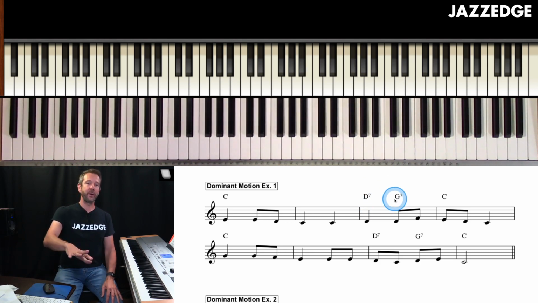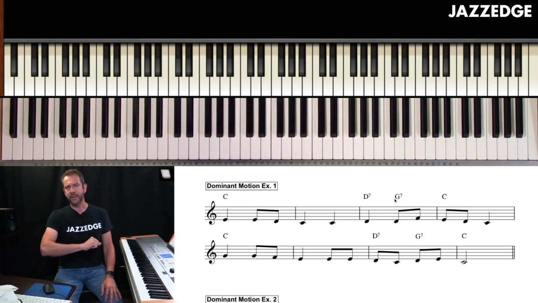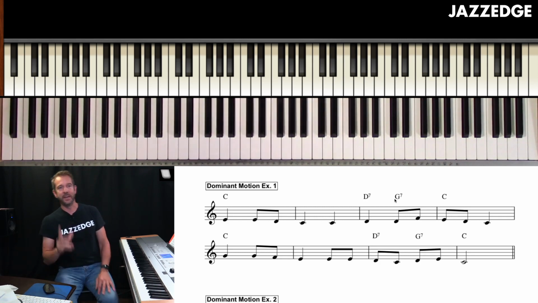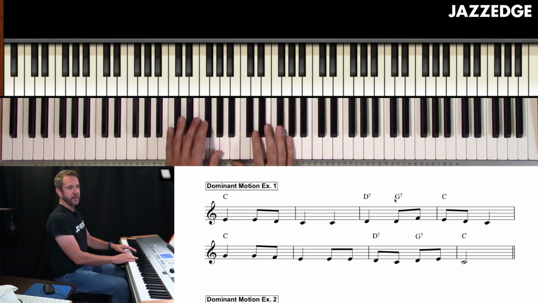Now, some of you that already know some theory might say, well, wait a second, couldn't you also do D minor 7? You know, couldn't you do a tritone substitution, all this other stuff? Sure, absolutely. You could do a lot of that other stuff as well. But for right now, we're only focusing on dominant motion. So let's stick with the dominant motion. Let's see what this sounds like with this in here now.